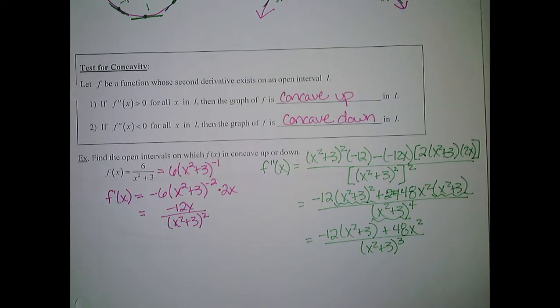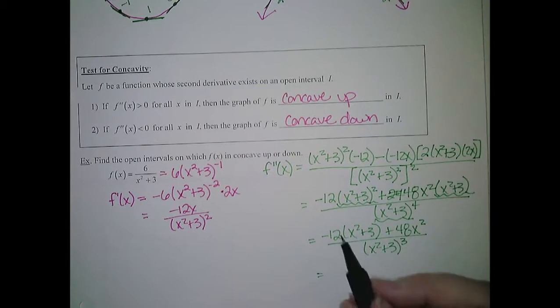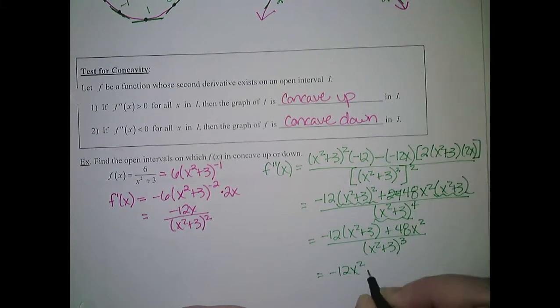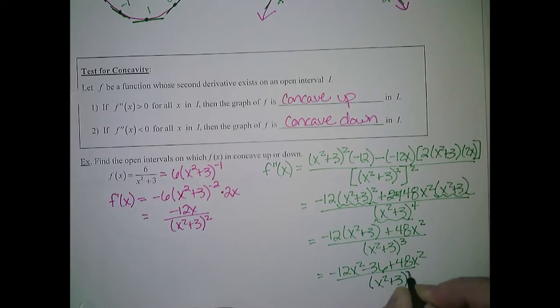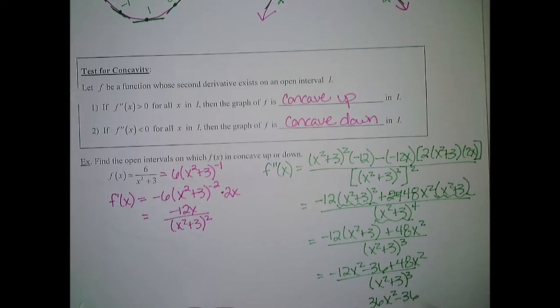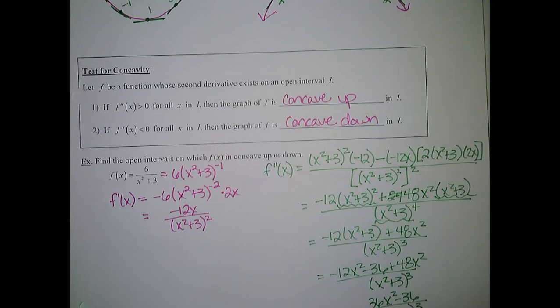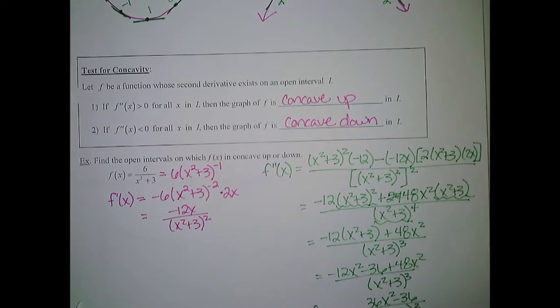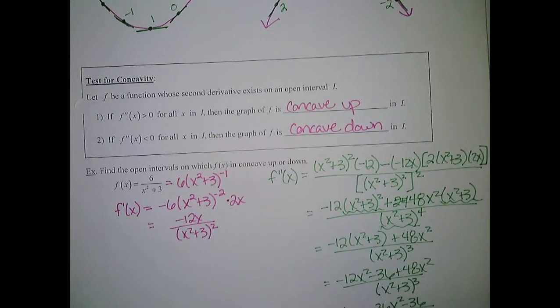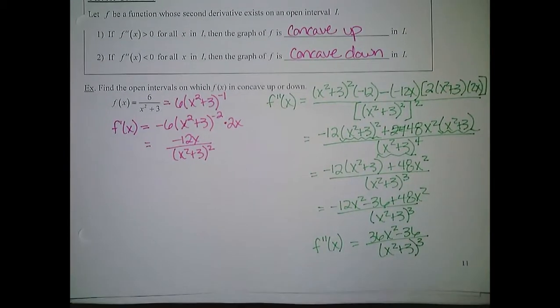I'm just going to go ahead and finish cleaning this up a little bit. In the top here, I'd have negative 12x squared minus 36, if I distribute the negative 12, plus 48x squared, over (x squared plus 3) cubed. So then if I do negative 12x squared plus 48x squared, I have 36x squared minus 36 over (x squared plus 3) cubed. So that is my second derivative. Okay, so now I have my second derivative.